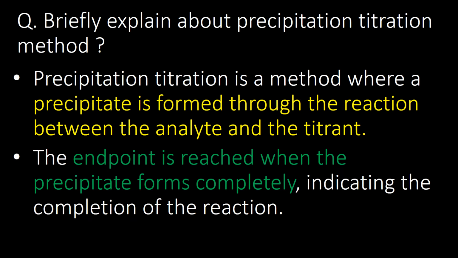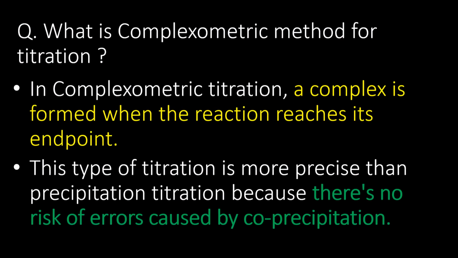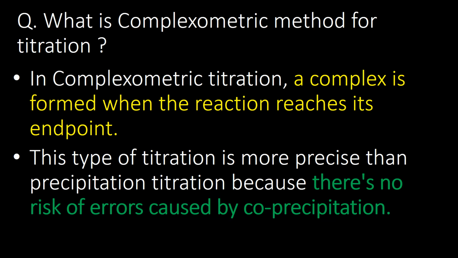Briefly explain about precipitation titration method. Precipitation titration is a method where precipitate is formed through the reaction between analyte and the titrant. The endpoint is reached when the precipitate forms completely, indicating the completion of the reaction. What is complexometric method for titration? In complexometric titration, a complex is formed when the reaction reaches its endpoint. This type of titration is more precise than precipitation titration because there is no risk of errors caused by co-precipitation.